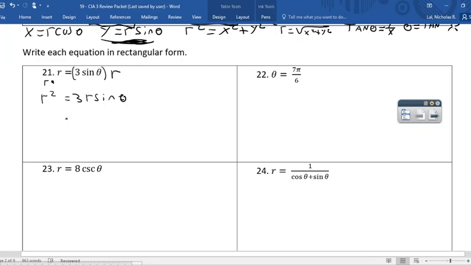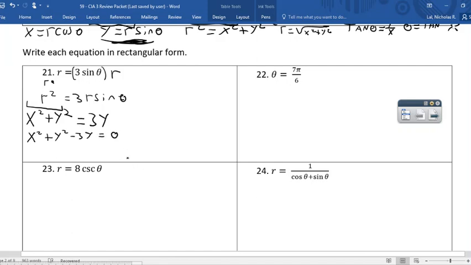Okay, now r squared is equal to x squared plus y squared. That's one conversion formula method. And then 3r sine of theta is going to be equal to 3y, because r sine of theta is y. Okay? So now I can get everything on one side. Let's pair the 3y with the y squared, and I can write x squared plus y squared minus 3y is equal to 0.